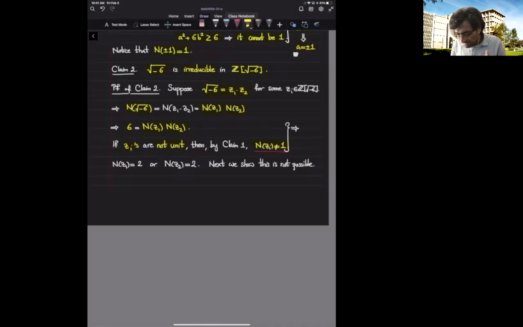That means in either case, one of them should have norm 2. So either the norm of z1 is 2 or the norm of z2 is 2. Next, we are going to show that there is no such element. So the norm of an element inside this ring can never be 2. Okay, let's see why this is the case.